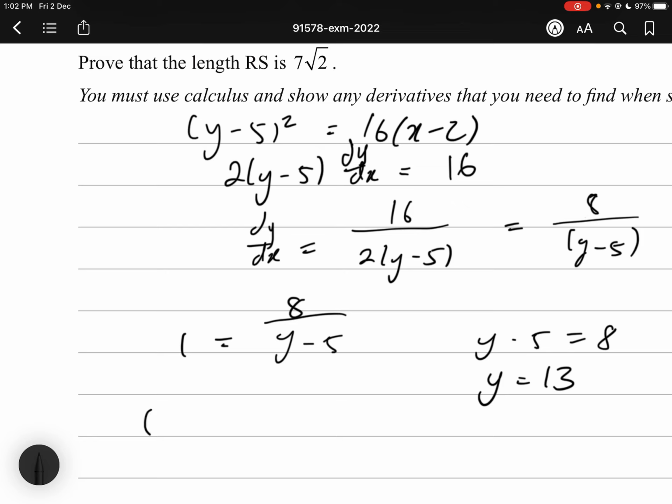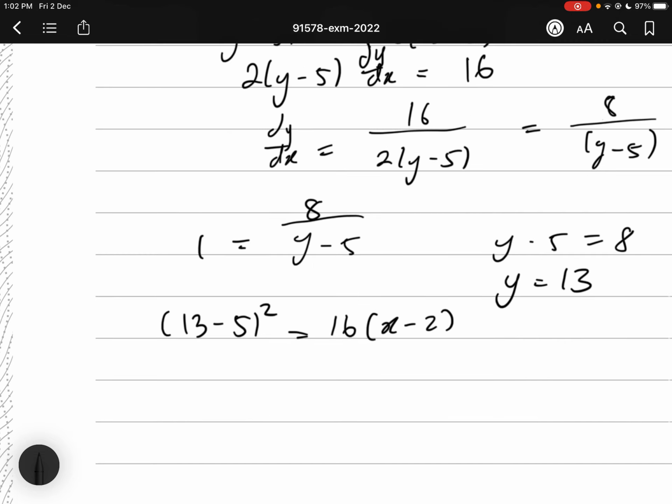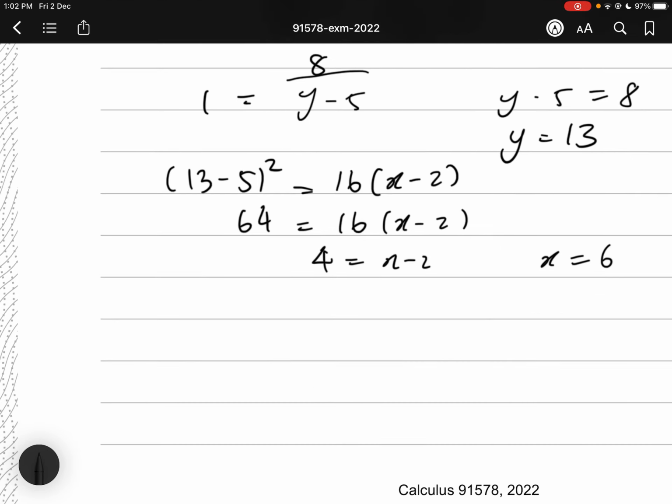So we have 13 minus 5 squared equals 16 times x minus 2. Therefore 64 is equal to 16 times x minus 2. Divide both sides by 16, so 4 equals x minus 2, so x equals 6. This is fantastic because now we have the point P, so P is actually 6, 13.